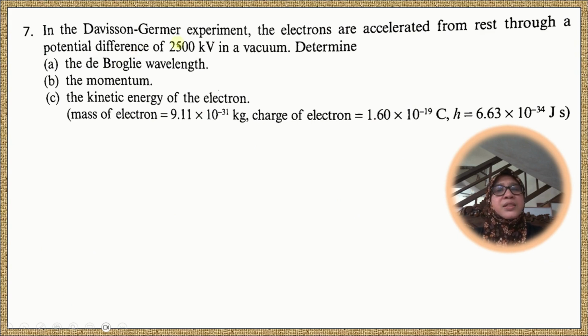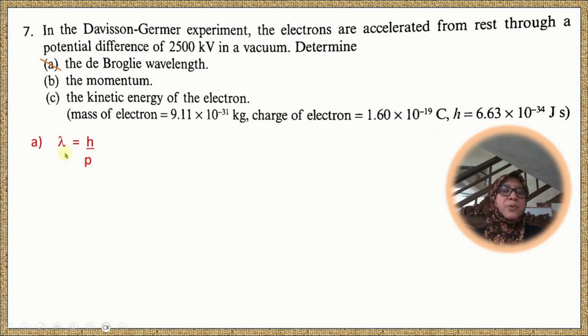In the Davisson-Germer experiment, the electrons are accelerated from rest through a potential difference of 2500 kilovolt in a vacuum. Determine the de Broglie wavelength, the momentum, and the kinetic energy of the electron. So given mass of the electron and charge of the electron, and also the Planck constant. Okay, so for question A, the de Broglie wavelength.